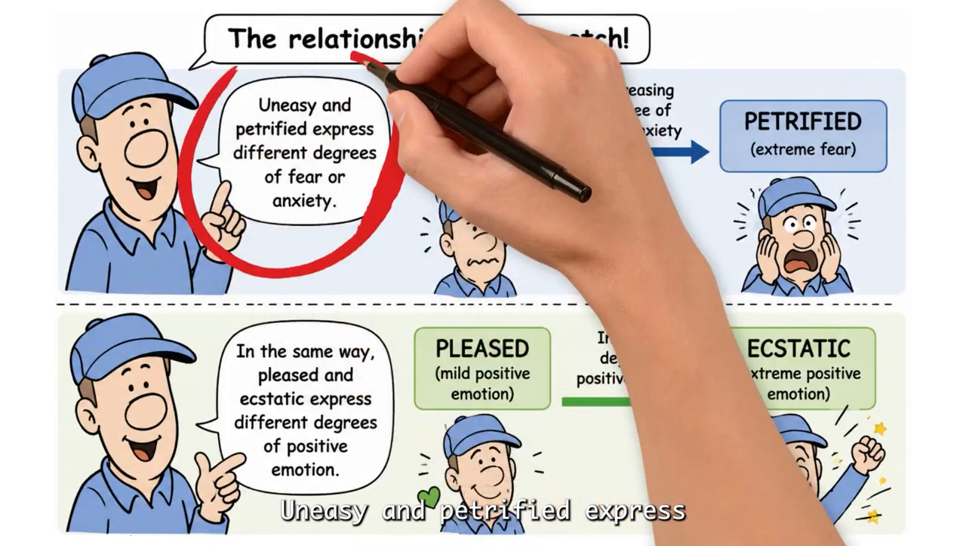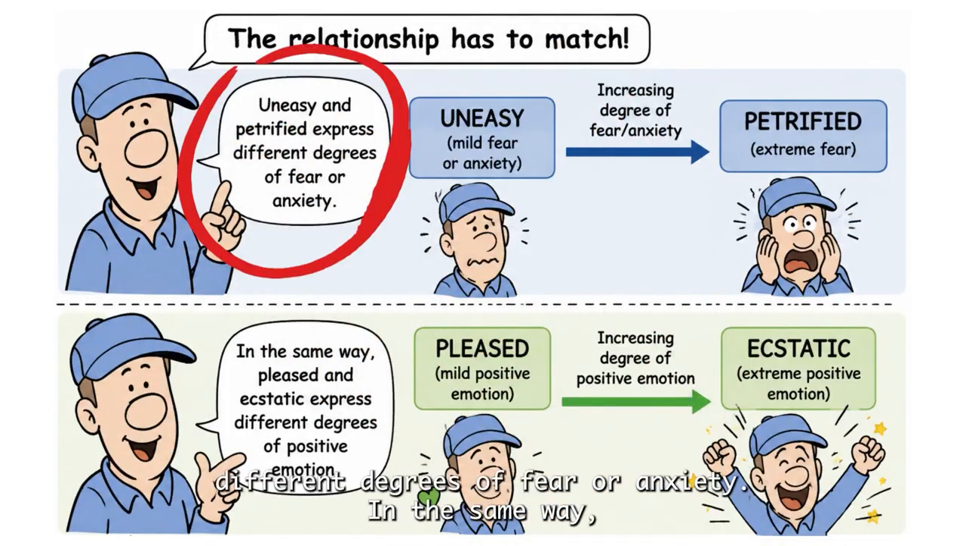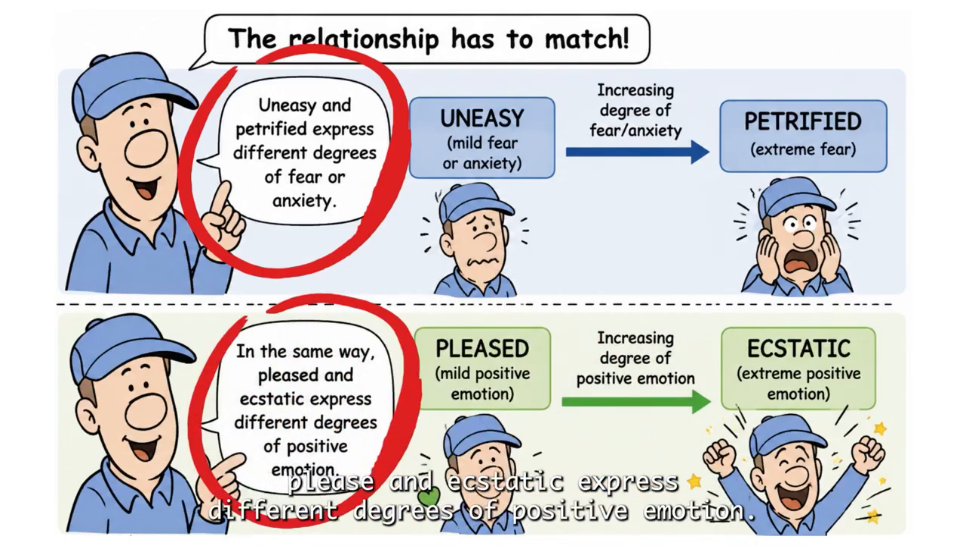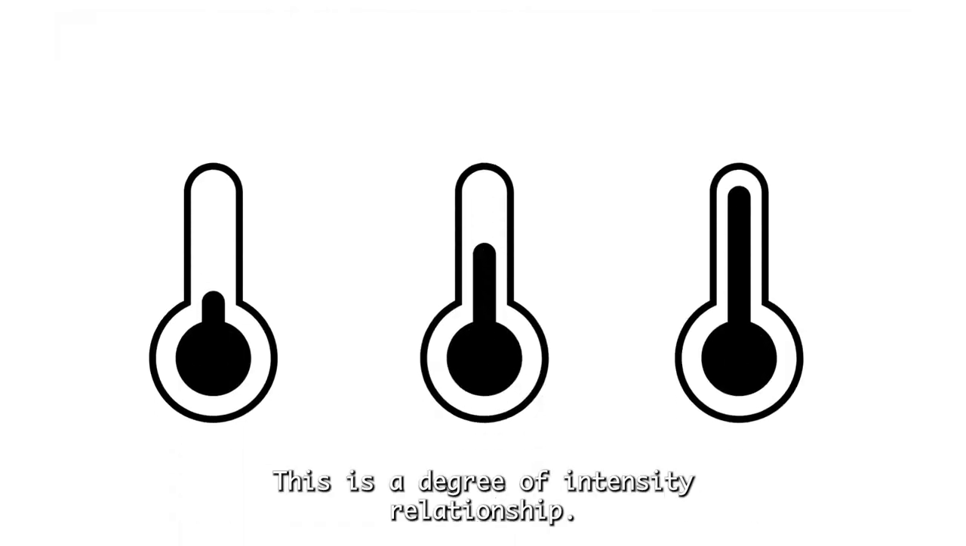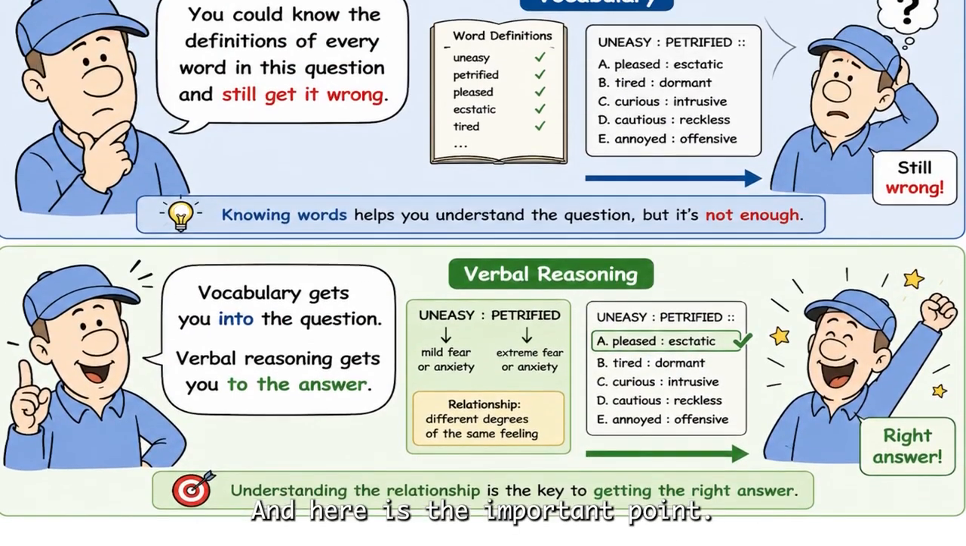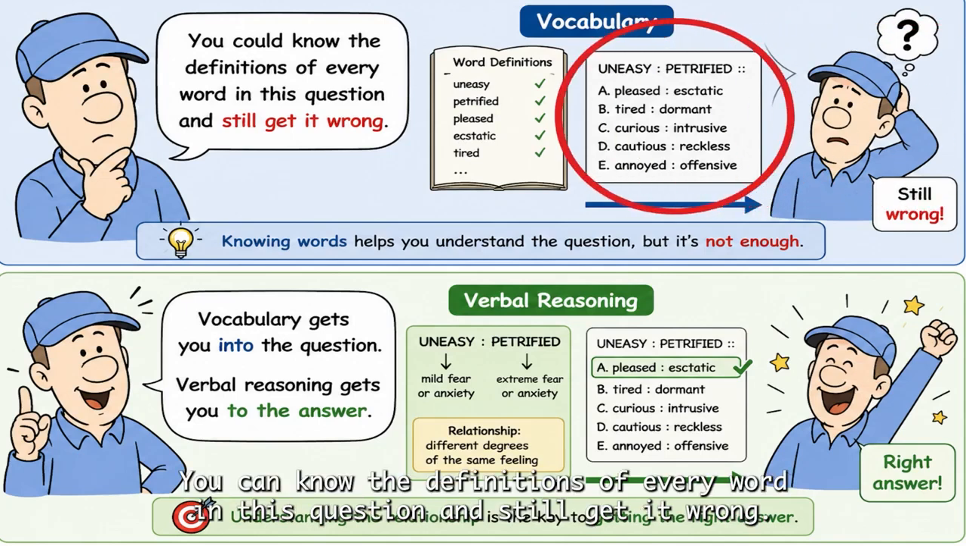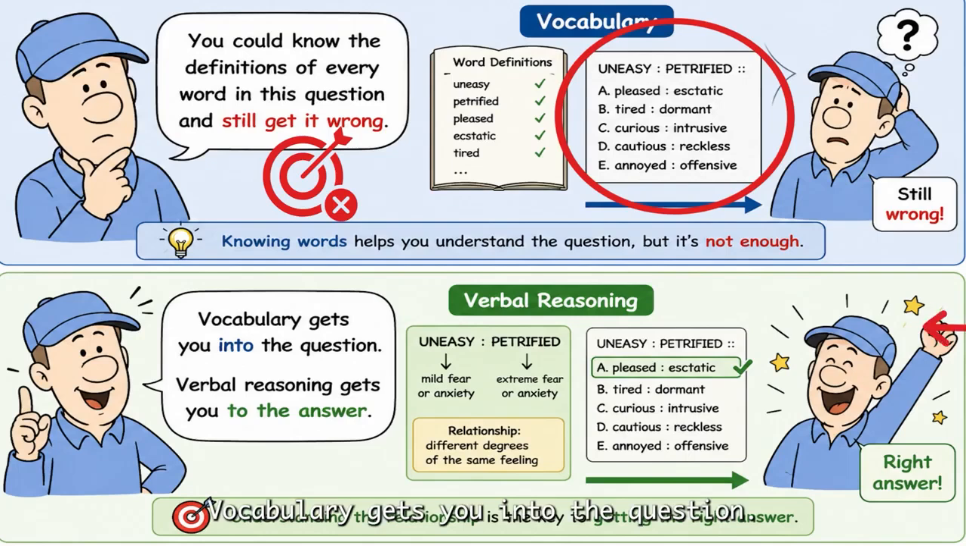Uneasy and petrified express different degrees of fear or anxiety. In the same way, pleased and ecstatic express different degrees of positive emotion. This is a degree of intensity relationship. And here is the important point. You can know the definitions of every word in this question and still get it wrong. Vocabulary gets you into the question. Verbal reasoning gets you to the answer.